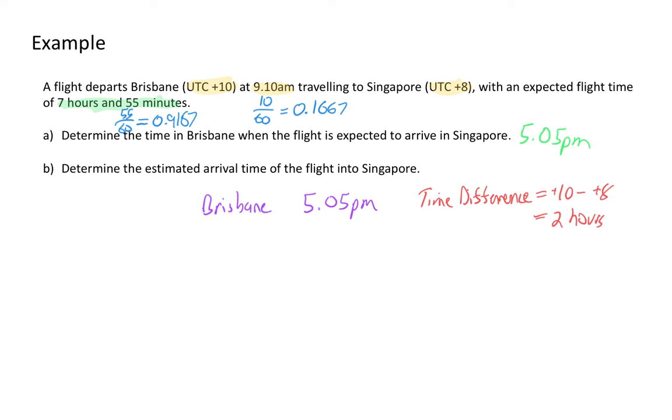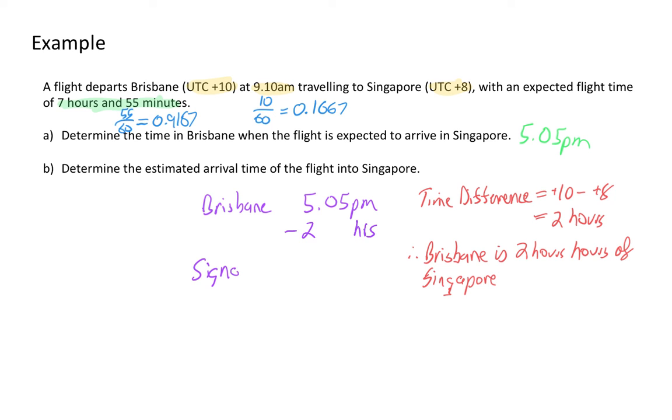And because Brisbane has the larger zone, it is going to be ahead. So I know that Brisbane is going to be 2 hours ahead of Singapore. So that's going to be a nice, easy calculation. Brisbane is ahead of Singapore, so Singapore is going to be 2 hours behind. So I can take away 2 hours from my 5 o'clock and 5 minutes to work out what my Singapore time is going to be. So my Singapore time is going to be 3:05 p.m.